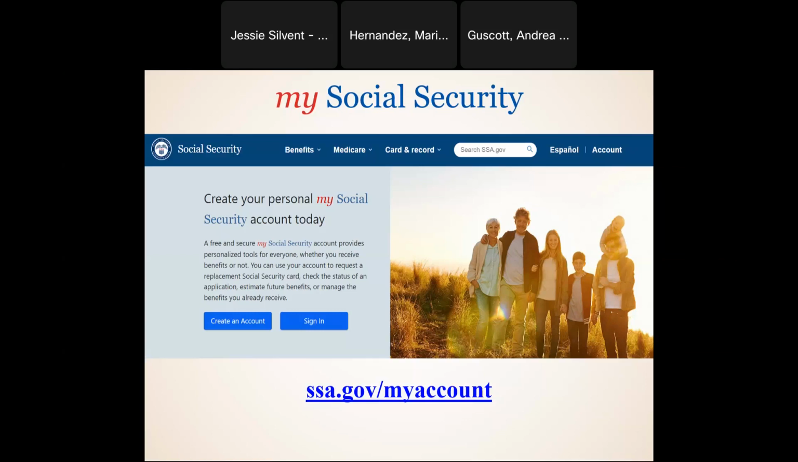This is a screenshot of the page that someone would land on when either signing up for or logging into an existing My SSA account. It was also recently redesigned to be a little more user-friendly. There are, again, a lot of great features and online calculators that you can access, and it pulls directly from your earnings record. So any benefit estimate that you receive is going to be incredibly accurate to your earnings record and what you'll receive when you approach retirement or should you become disabled.